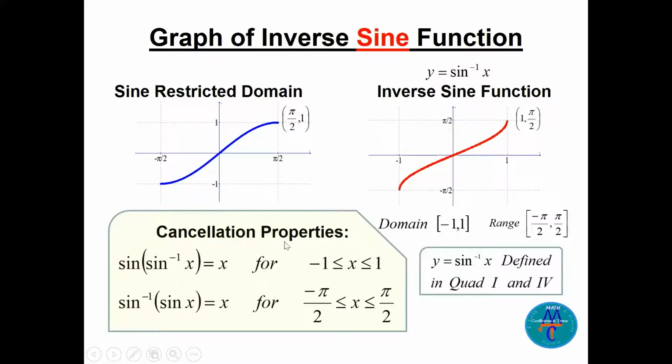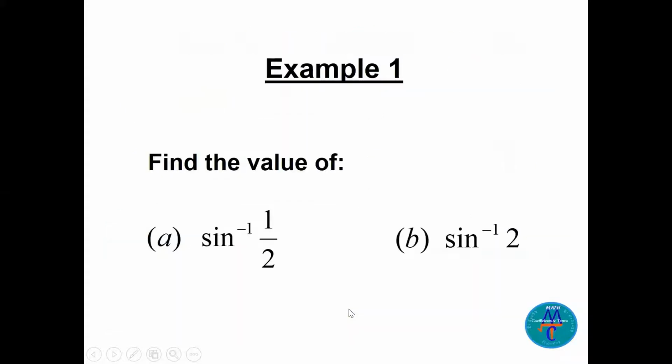Now, these are the cancellation properties, as I mentioned before. So we can say sine of sine inverse of x is equal to x only if x is between minus 1 and 1. That's the domain of the inverse. Now, sine inverse of sine of x is equal to x, where x must be between closed minus pi over 2 and closed pi over 2. Remember these cancellation properties and the conditions.